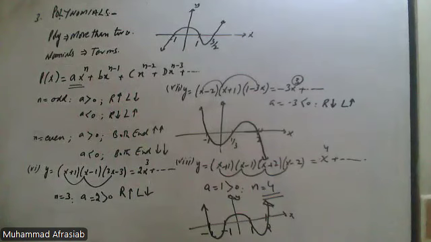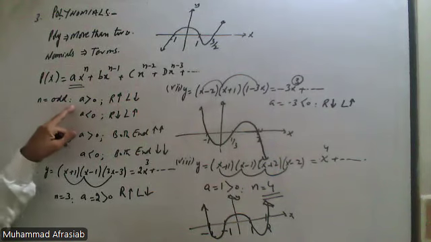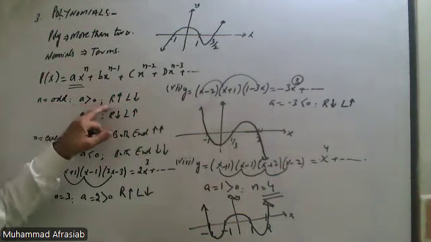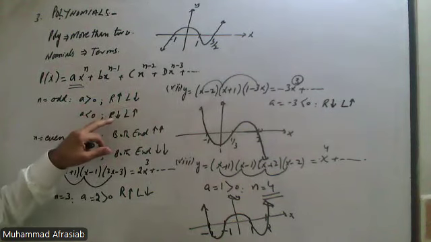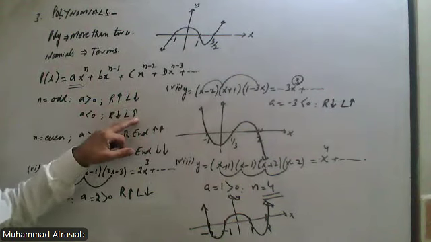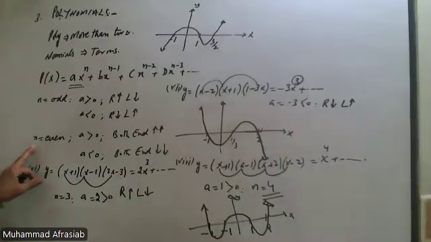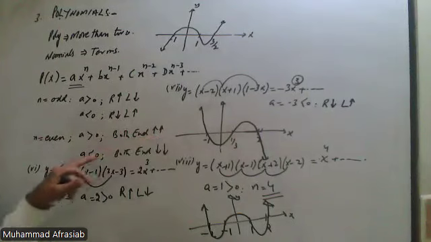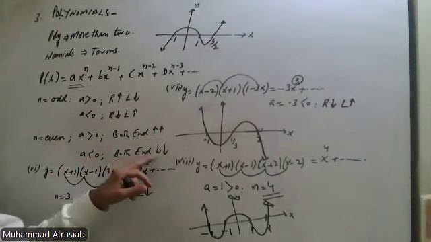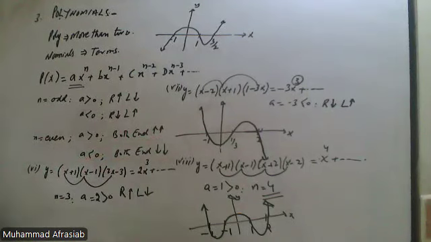Now we draw the different sketches with repeated roots and the same theory: if n is odd and a is greater than 0, then the right side will be upward and the left side will be downward. If a is less than 0, the right will be downward and the left side will be upward. If n is an even number and a is greater than 0, then both ends will move upward, and if a is less than 0, both ends are moving downward.